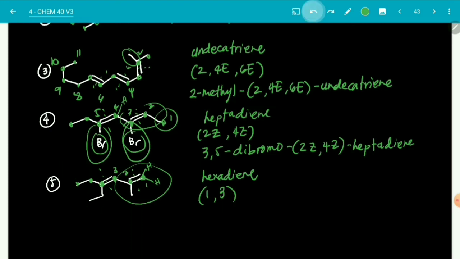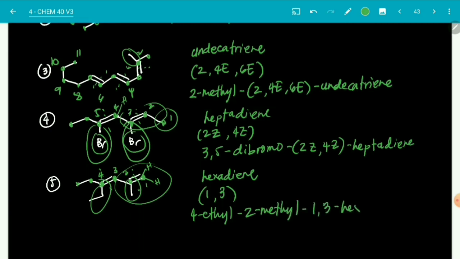Okay? So, paano natin in-name itong alkene na to? Tingnan na lang natin yung substituent. So, sa number 2, meron tayong methyl. Sa number 4, meron tayong ethyl. So, that's 4 ethyl. Okay? Una yung E, kasi ethyl yung ating mauuna dahil siya yung alphabetically nauuna, yung E. Okay? Then, 2, okay, methyl. 1, 3, hexadiene. So, wala siyang E and Z isomerism because of the lack of isomerism dun sa dalawa nating double bonds.